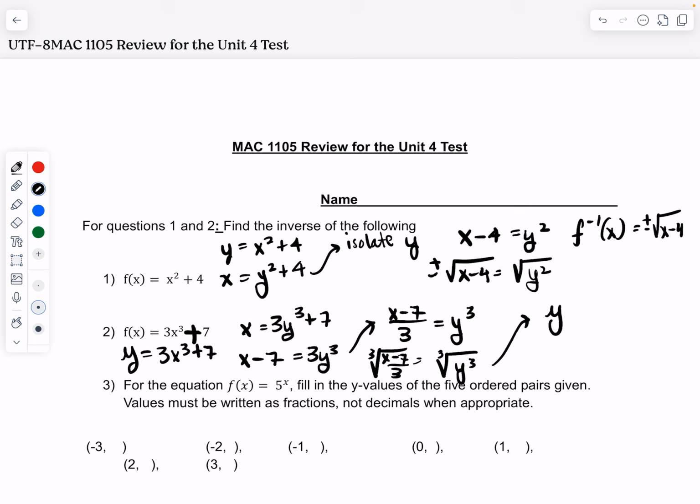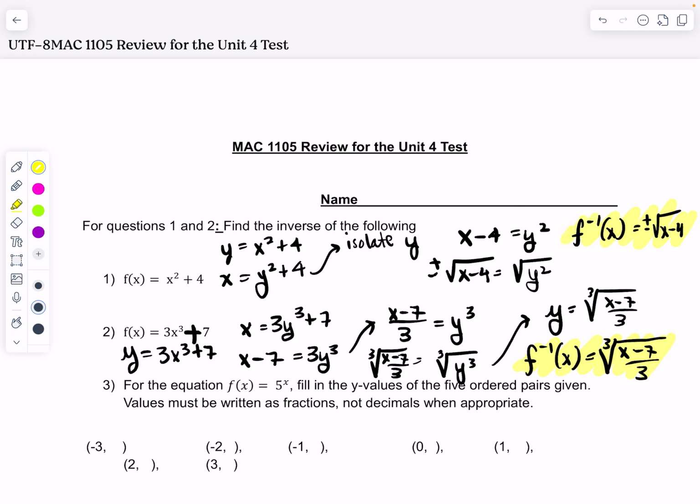So when I do that, I get y equals the cube root of x minus 7 over 3. So I can write this up as the inverse function of x equals the cube root of x minus 7 over 3. So that is my answer for number 1 and for number 2. I have highlighted both of them.